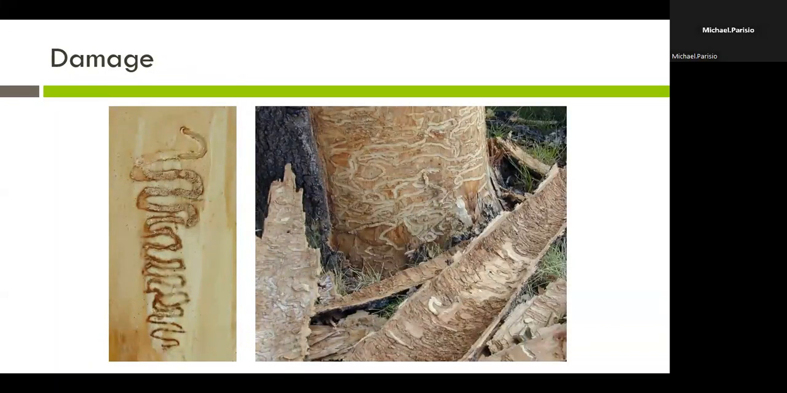At low levels, it has this characteristic S-shaped gallery, which I'm sure many people are familiar with. As the infestation becomes more severe, you start to see nearly all of that cambial tissue gets consumed, and the galleries of the beetles start to lose that defined shape and they start to meander.